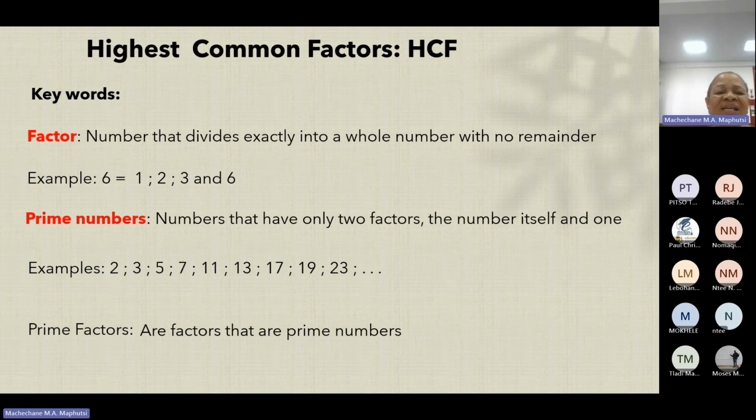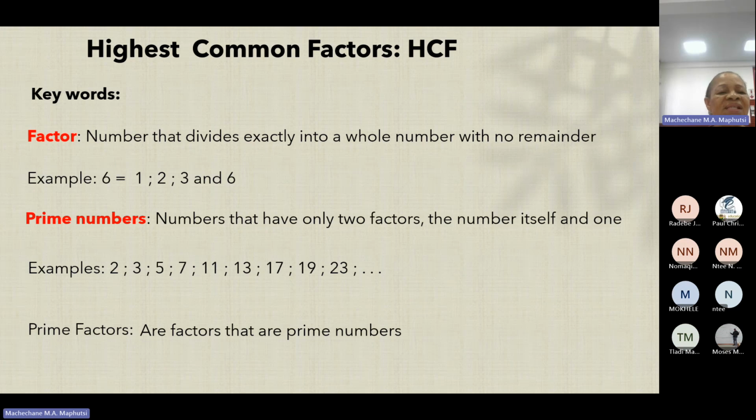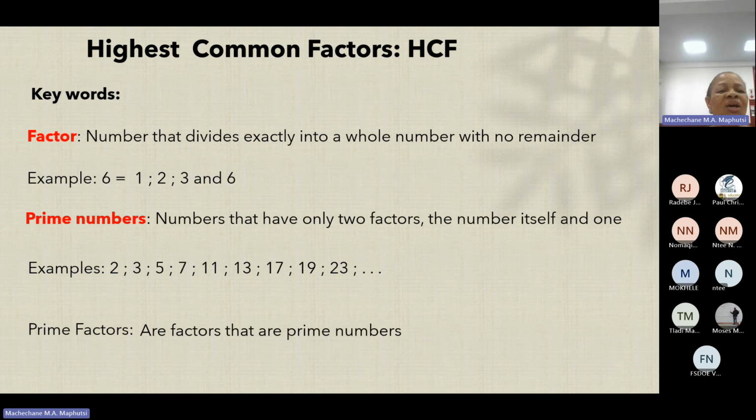So for example, let us take 6. What will be the factors of 6? It could be 1, 2, 3, or 6. Why? Because 6 divided by 1 goes 6 times without a remainder. The same applies to 2, it goes 3 times without a remainder. And 3 goes 2 times without a remainder. And 6 goes once without a remainder.